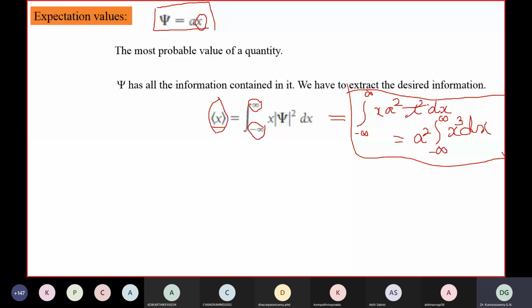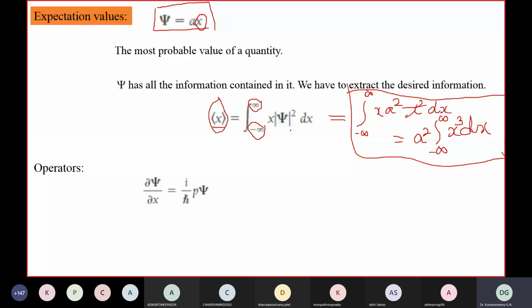If you want momentum, the expectation value of momentum is equal to the integration of P into psi square dx. That also won't work. So there should be some other alternative. For position, this works well, whereas for other quantities, it doesn't work. The equation seems fine, but it doesn't work. For that, the concept of operators came in.